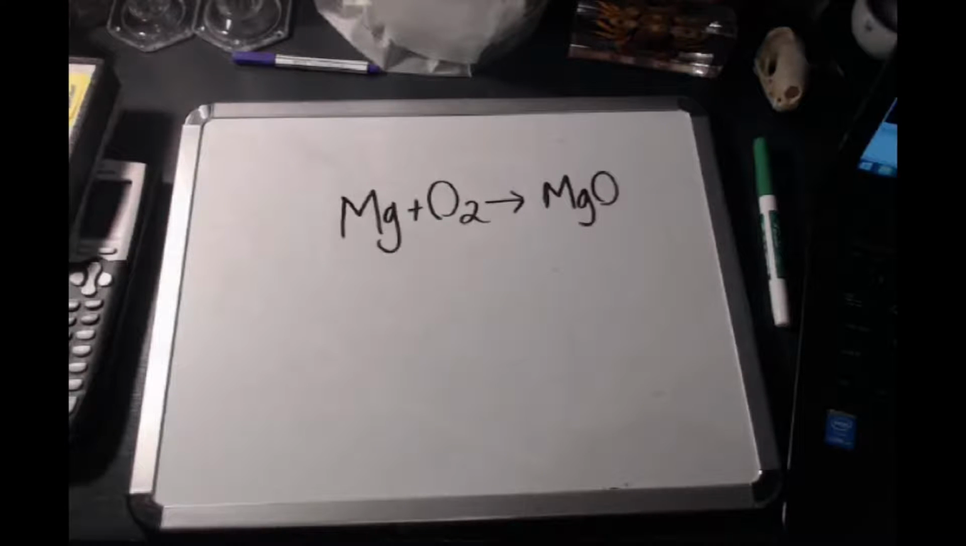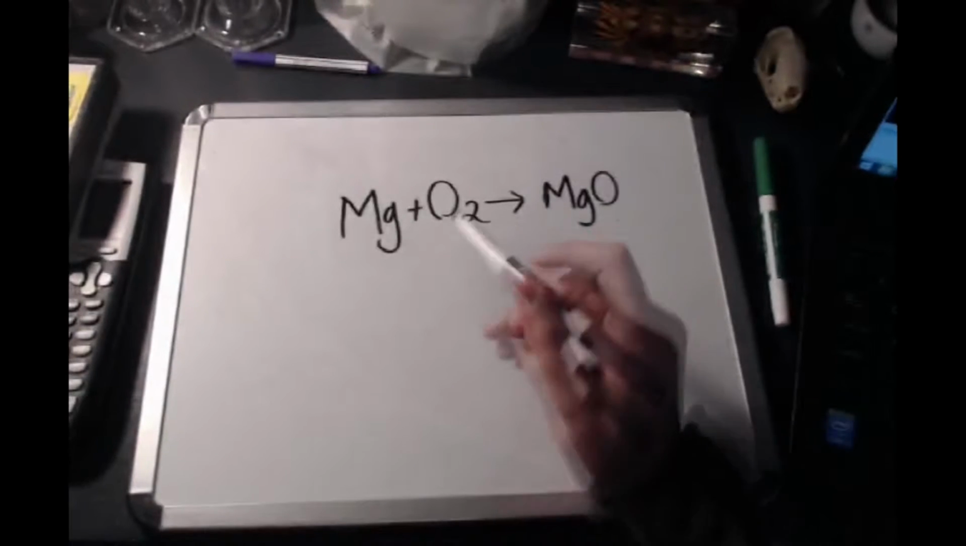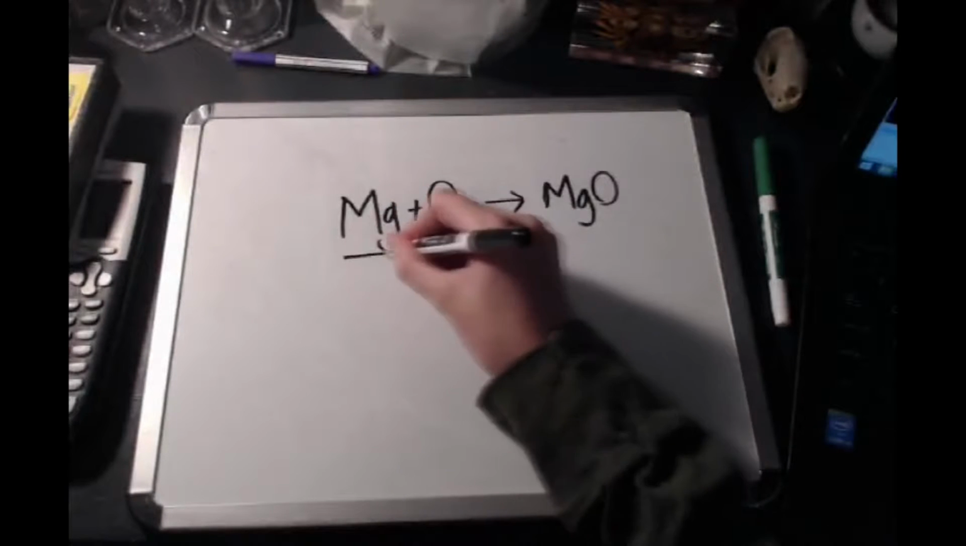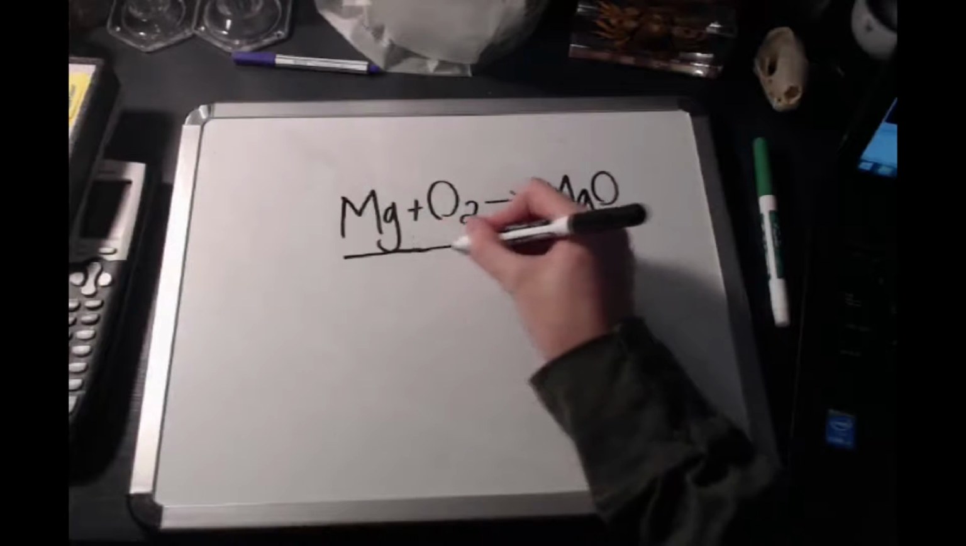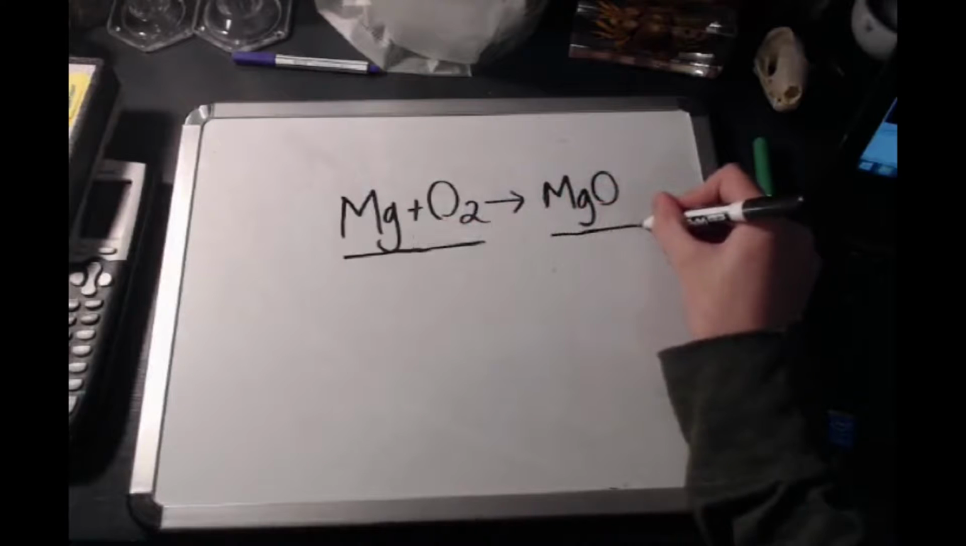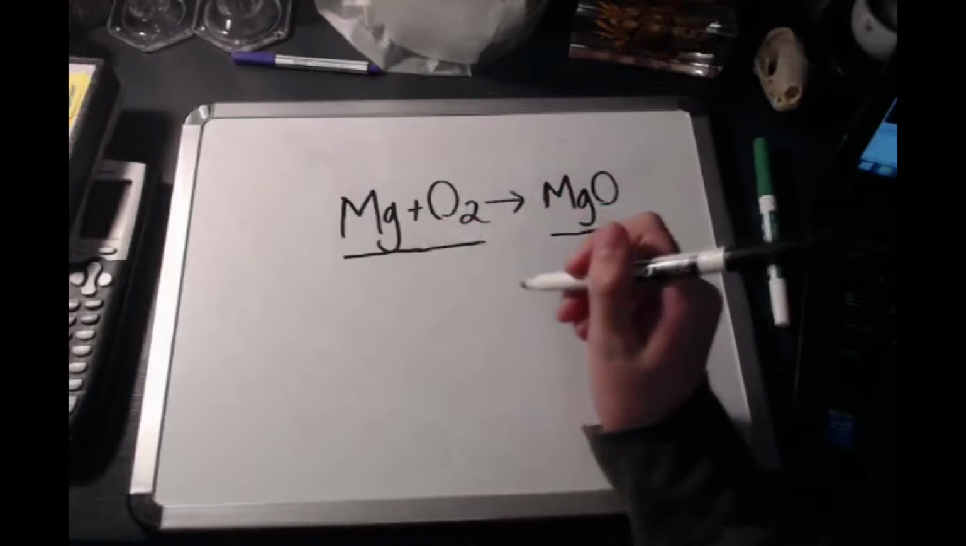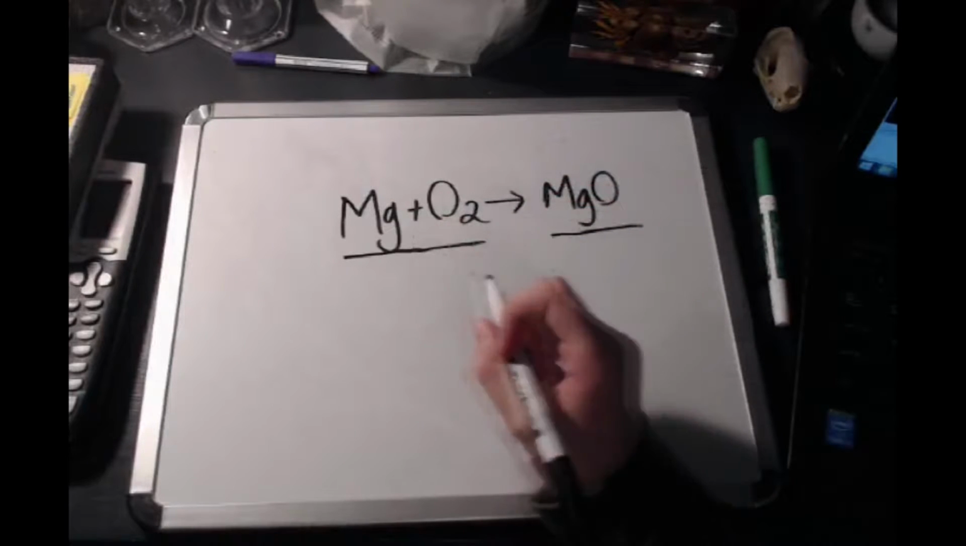In this video, I will be going over chemical equations and how to balance them. Before I get into how to balance a chemical equation, I'd like to first go over the parts of a chemical equation. So first, this is showing a chemical reaction. These are the reactants, and these are the products of the reaction. They're separated by this arrow.